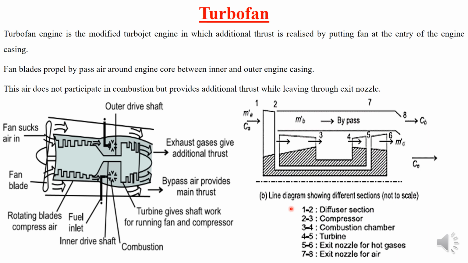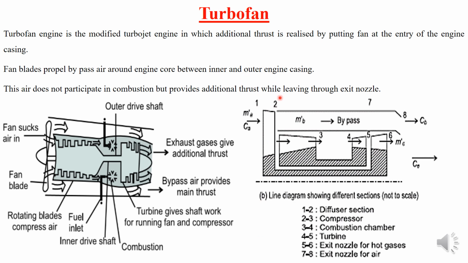So this is the section we are providing. Outside, in the bypass, it is going with velocity CA, and it is coming along with velocity CB. So this is the exhaust gas and bypass air. So this is how you will get this.